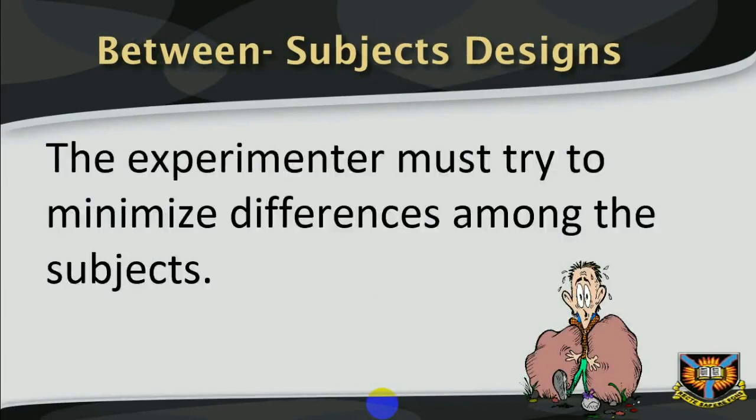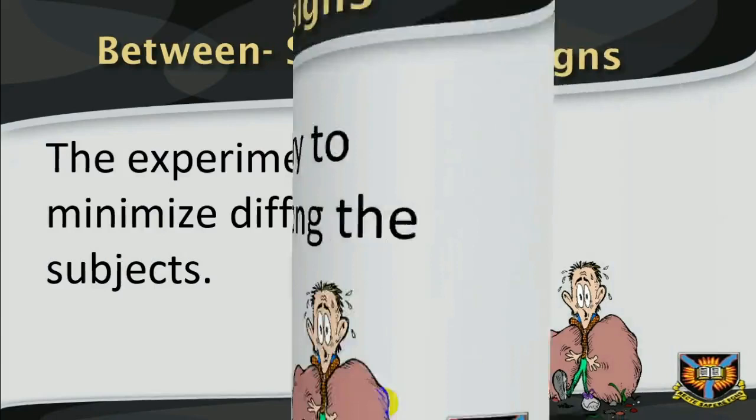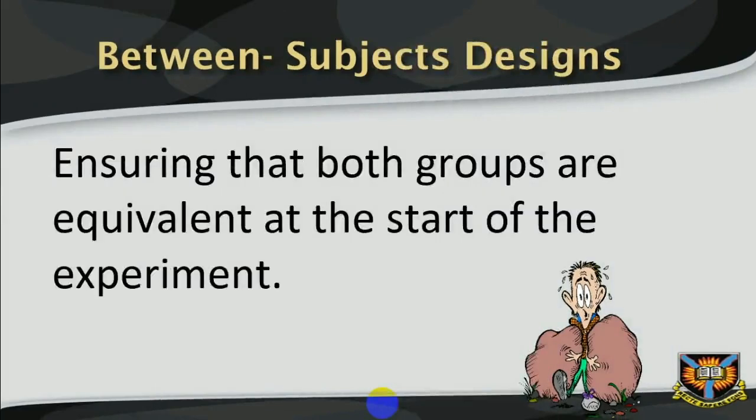In any between subject design, the experimenter must try to minimize differences among the subjects in the 2 or more treatment groups. Clearly, if we took the best 5 memorizers and deliberately placed them in the 1 repetition group and put the worst 5 in the 5 repetition group, we might wind up with no difference in results, even, perhaps, with the 1 repetition group doing better. To prevent this outcome, the experimenter must ensure that both groups are equivalent at the start of the experiment.